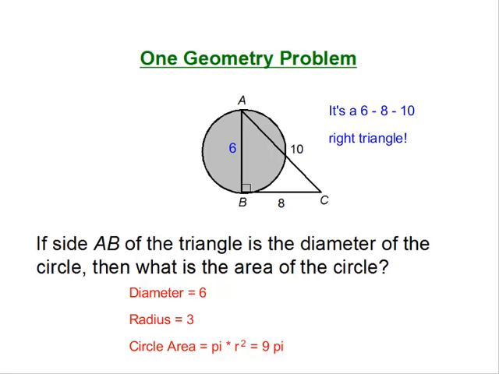So if AB is 6, that's the diameter of the circle, so the radius must be 3, and then just plug it into the circle area formula. Area of the circle is 9 pi.